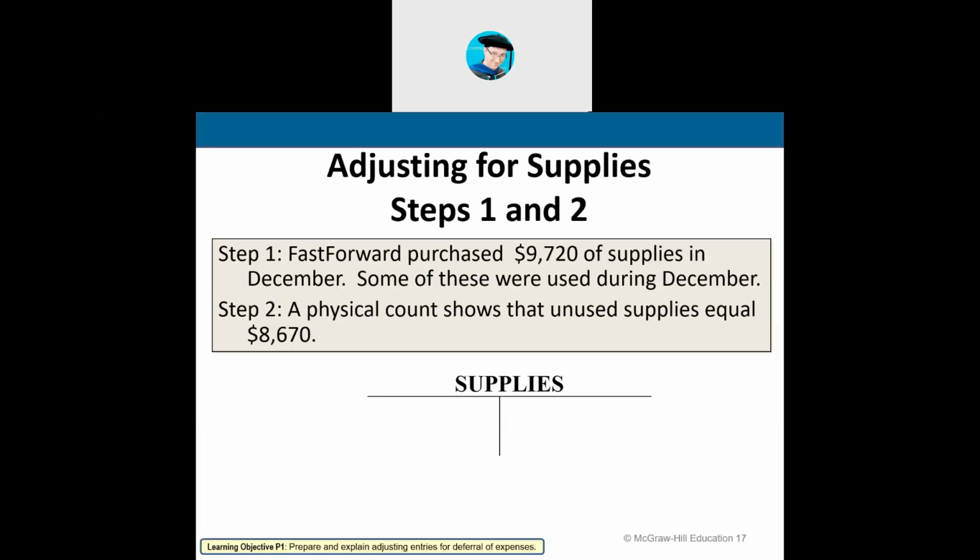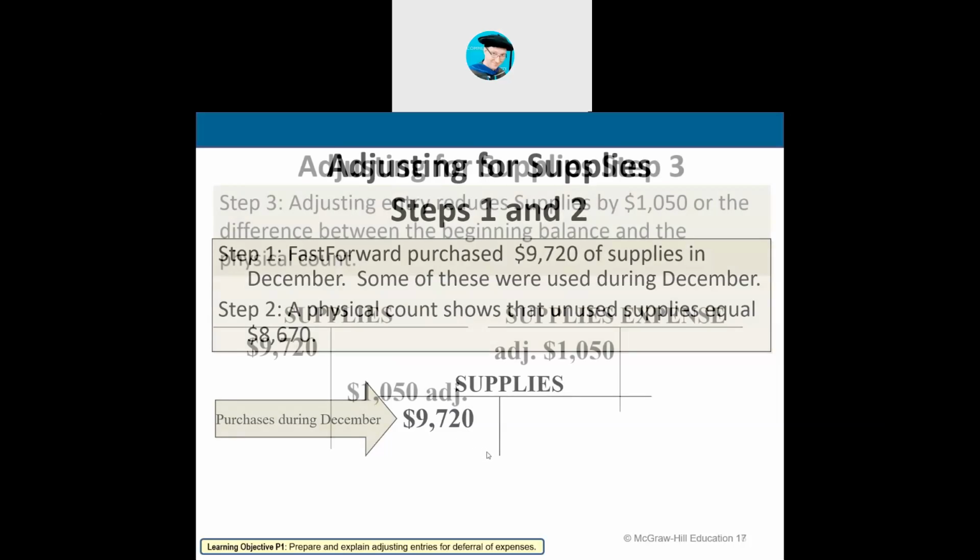So $9,720 was purchased. We used, how much did we use here? Like $800 worth, thereabouts? 1,050, I think. Is it 1,050? Yeah. Oh yeah, you're right. Yep. So we used $1,050 worth of raw materials in the month of December. So at the beginning of December, we purchased our supplies. So debit supplies, 9,720. Supplies, as you know, is an asset account. And we would credit cash, 9,720, to represent the purchase at the beginning of December.